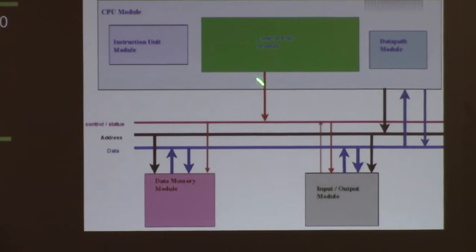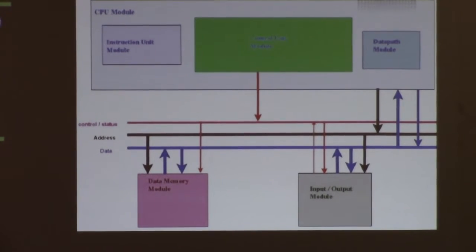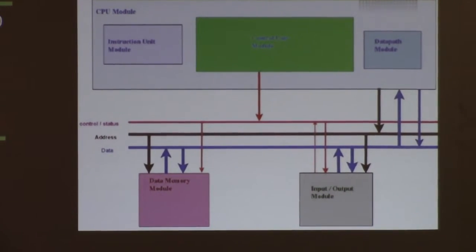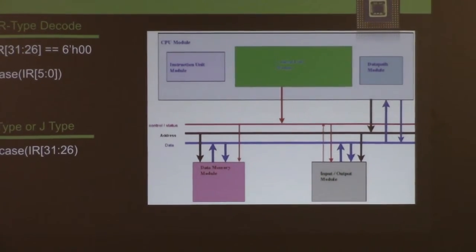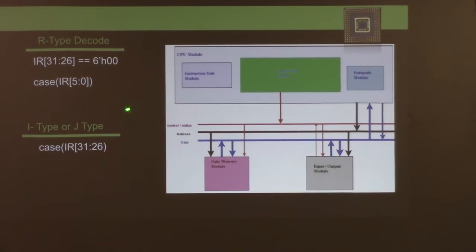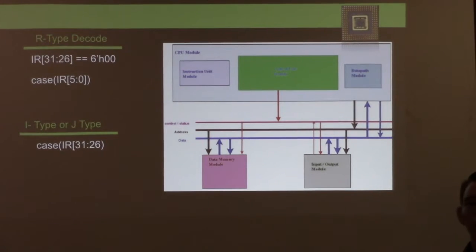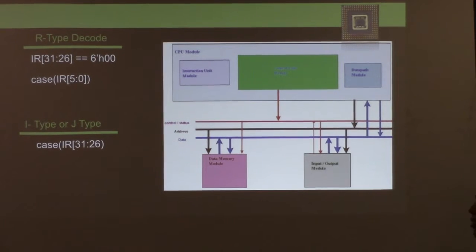So that's where we get into our control unit. The control unit first checks the upper 6 bits to see if they are zeros. If they are, then we look at the lower 6 bits to see what R-type operation it wants to complete. If it is not 0, then we know that it has to be either an I or a J-type, in which case we look at the upper 6 bits and determine which instruction it will execute.